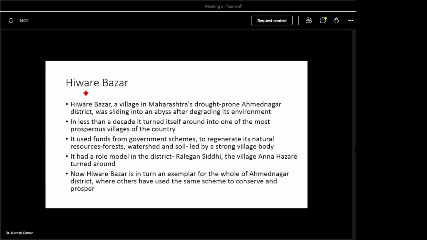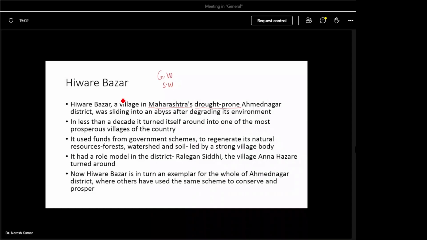Next example is this Hivre Bazaar in Maharashtra. This is a village which was highly drought prone, and we all know how severe the water crisis is in several districts of Maharashtra, and not only in Maharashtra, but in several districts across India as well. There are numerous reports coming about the status of groundwater and surface water resources in India and how little we have. One report says that groundwater may not be available to us after 2030, and in some places it is going to happen much before that as well.